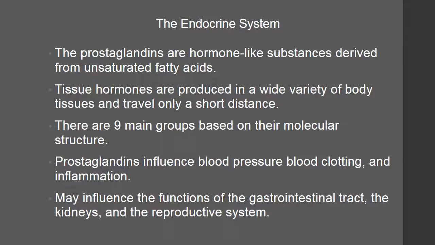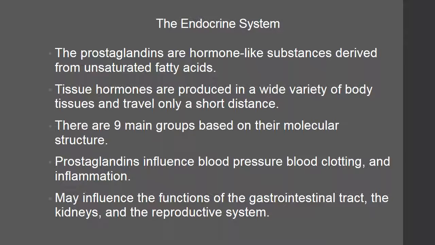Prostaglandins, we could spend hours and hours and days on prostaglandins, but we'll keep it short at this point and come back to those guys later. The prostaglandins are hormone-like substances. They're not true hormones, they're hormone-like substances that are derived from unsaturated fatty acid. These types of tissue hormones are produced in a wide variety of body tissues and travel only a small distance. And every day you find a new prostaglandin that's produced in a new organ. They are just ubiquitous throughout the body.